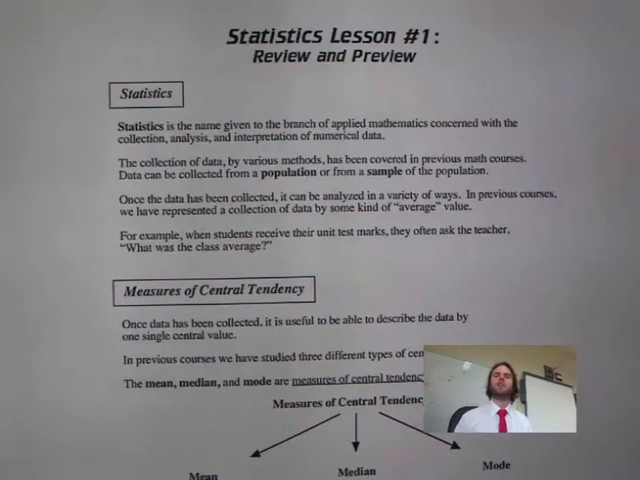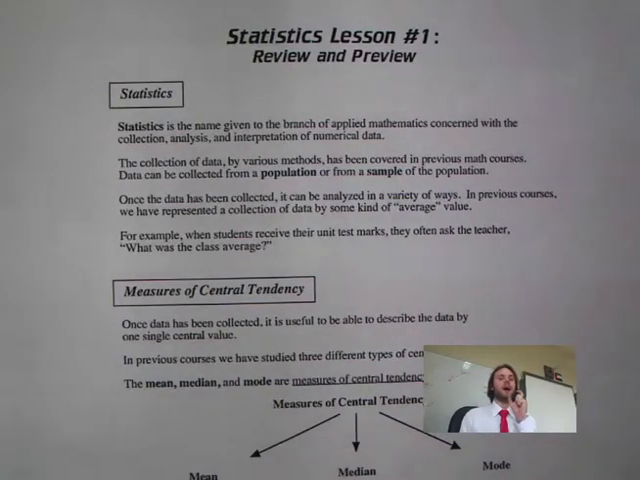Now, let's start off by talking about what statistics means. Well, statistics is when we take a collection or a sample from a population or some other sources of information, and we take numerical data from it, and we interpret it, and we analyze it. So it's the collection and interpretation of numerical data of a population of some sort.